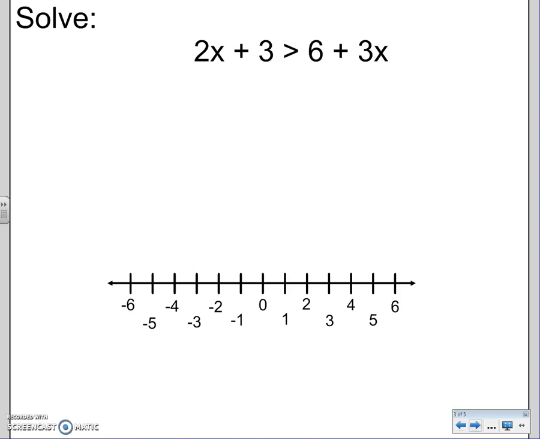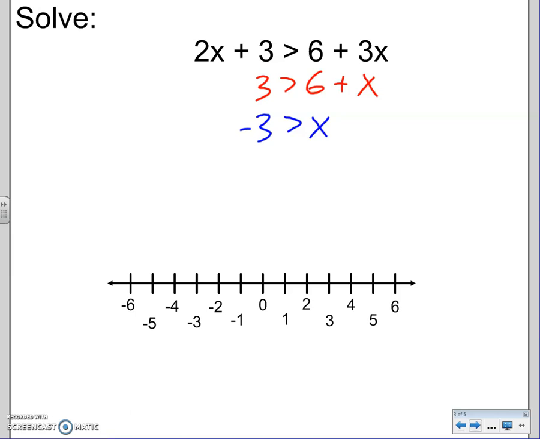So first, get x to one side. I'm going to subtract 2x from both sides. So there's that. Then I'm going to subtract 6 from both sides. -3. All right, so get used to x on either side. So this says -3 is greater than x.